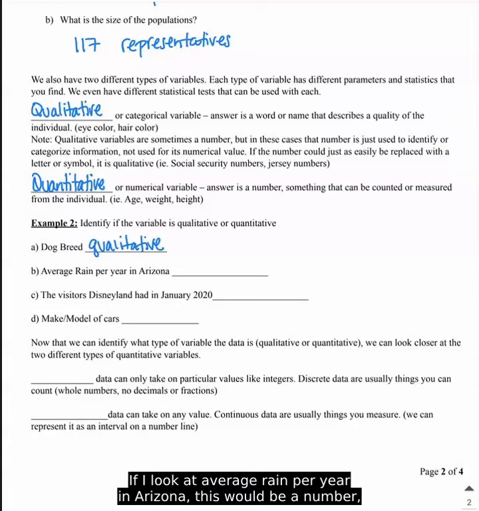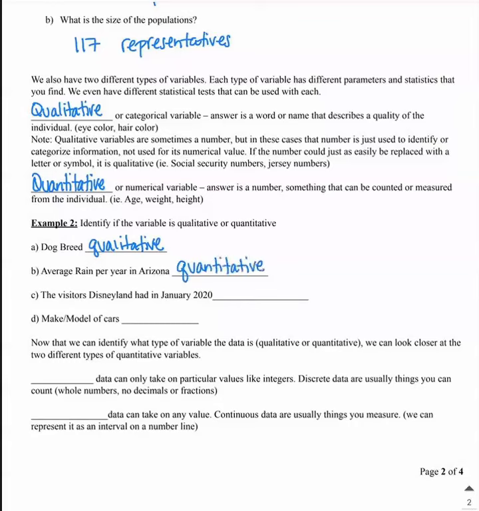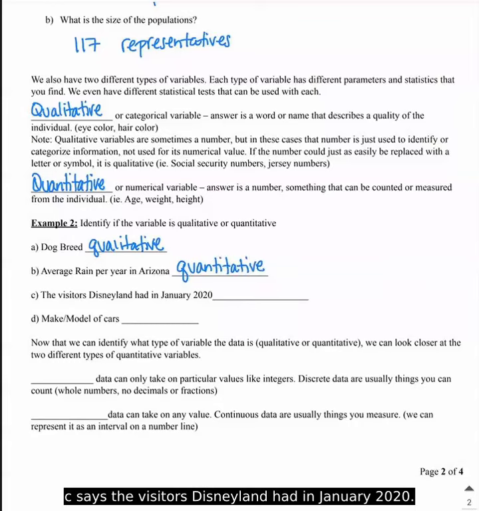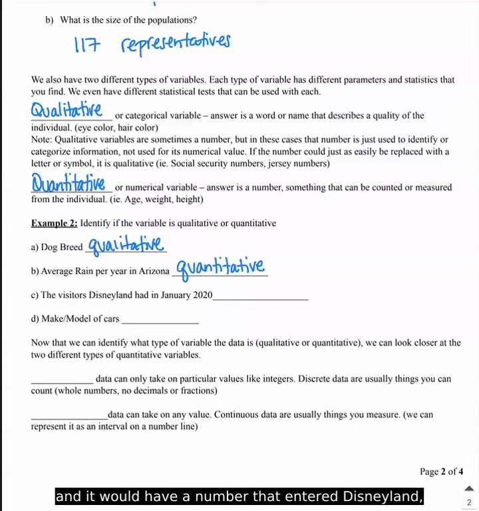If I look at average rain per year in Arizona, this would be a number, maybe 1 inch, 2 inches, 2.5 inches, 10 inches. It would represent the number of inches that fell in Arizona per year. So this would be quantitative. C says the visitors Disneyland had in January 2020. Again, we could go to each of the days in January and it would have a number that entered Disneyland. So this would be quantitative.